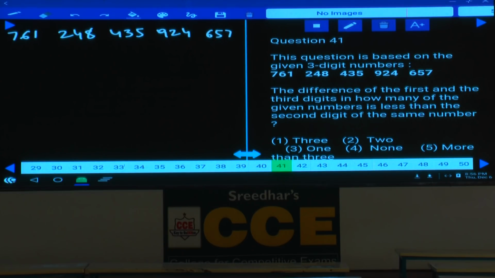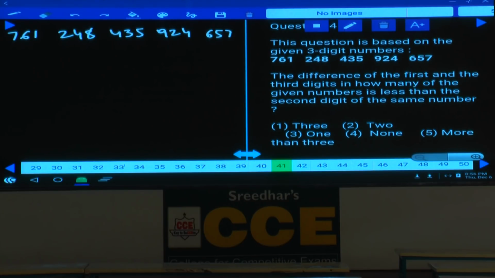Now in question number 41, the difference of the first and the third digits in how many of the given numbers is lesser than the second digit? Now the difference between the first and the third must be lesser than the second digit. In 761, 7 minus 1 is how much? 6. Now the second digit is also 6, and 6 equals 6, it is not greater than. Hence choice 1 is ruled out.